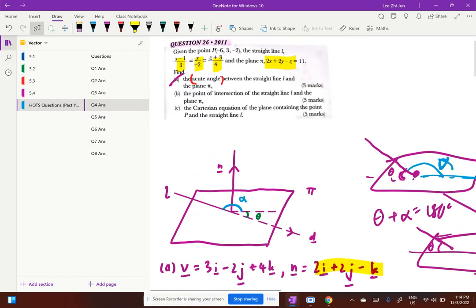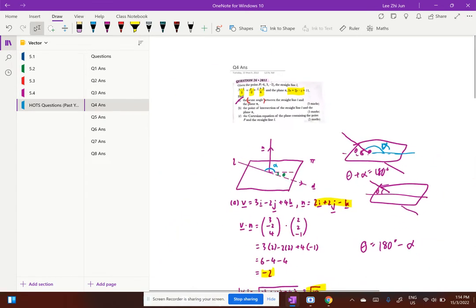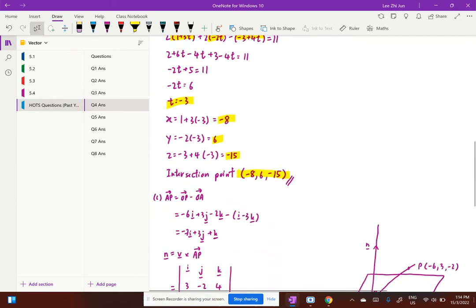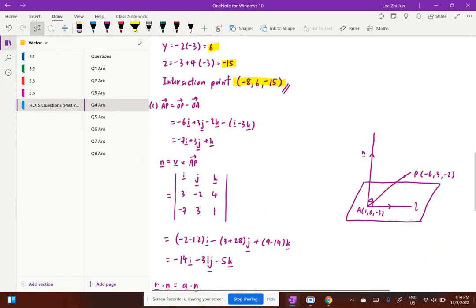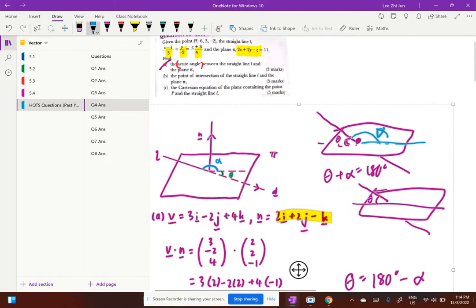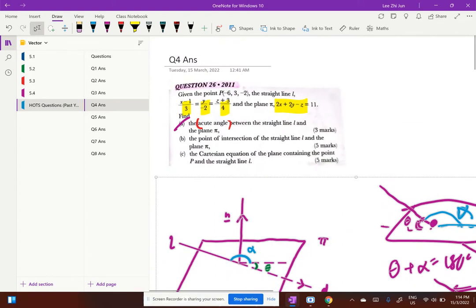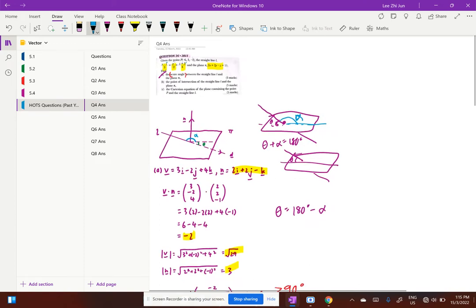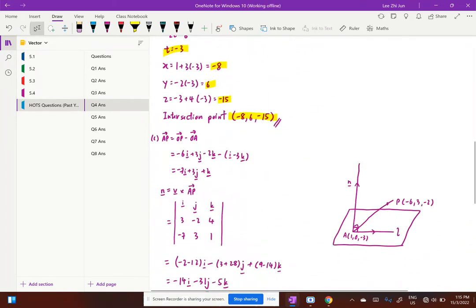Then the Cartesian equation of a plane containing the point P and the straight line L. Okay, for this you need to find a fixed point and a normal vector. The fixed point on the straight line L from here will be 1, 0, negative 3. So I name the fixed point as A. So I need to find the direction vector of AP. So I will get negative 7i plus 3j plus k.